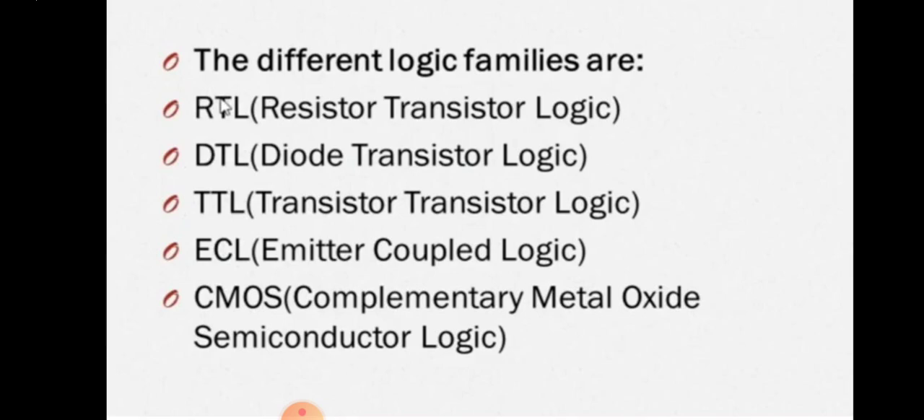Comparatively, if we see, the lowest power consumption is in the CMOS family. So if you want less power consumption, you can use CMOS, and if you want the fastest operation, then you can use the emitter coupled logic. So ECL is the fastest working logic family and CMOS is the least power consumption family. Now, before moving towards the detail of each logic family, we will see the features of the logic families.